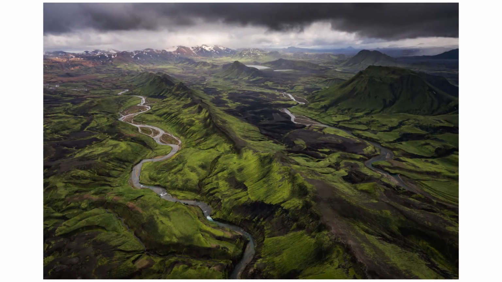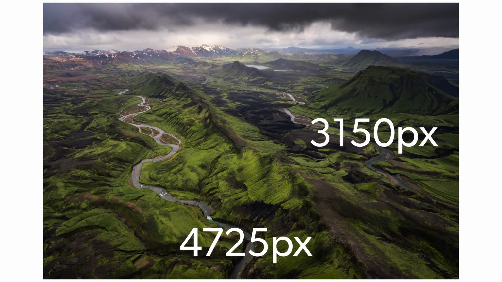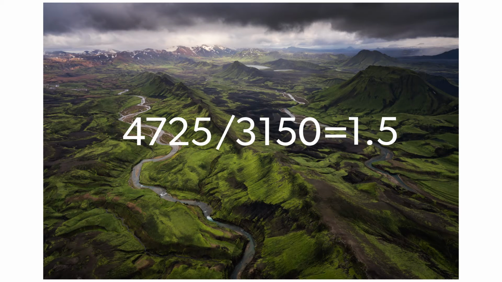The photo behind me measures 4,725 pixels by 3,150 pixels. If I divide 4,725 by 3,150, I get 1.5. That means that one side fits 1.5 times into the other. So it's a 3:2 ratio photo. But what if you don't want to hang a 3:2 ratio photo, but a photo with a 1:1 ratio? Well, with Photoshop, it's easier than you can imagine.